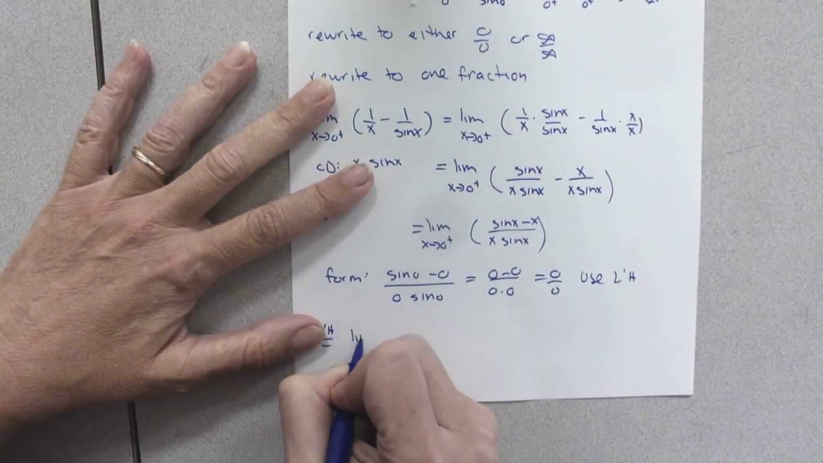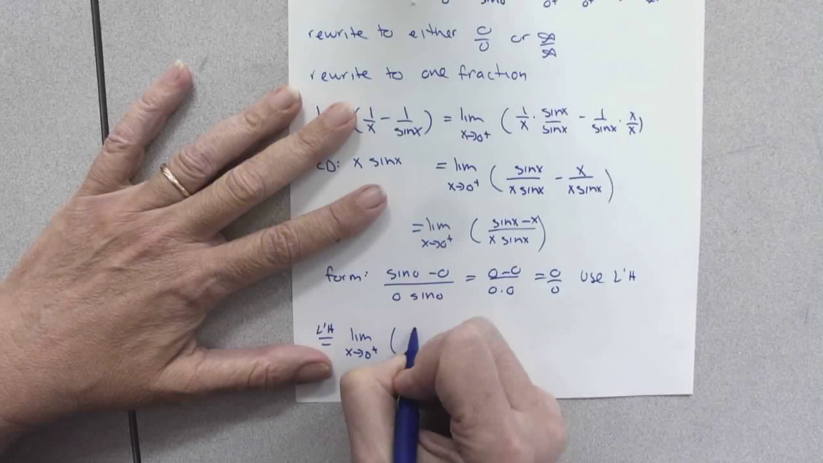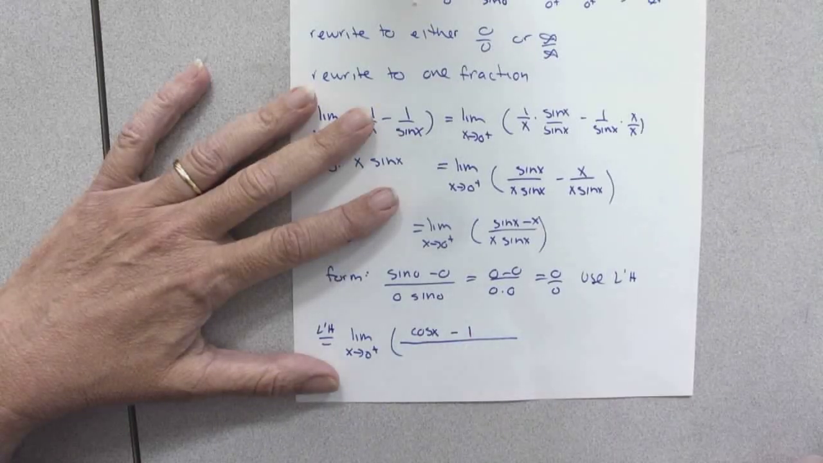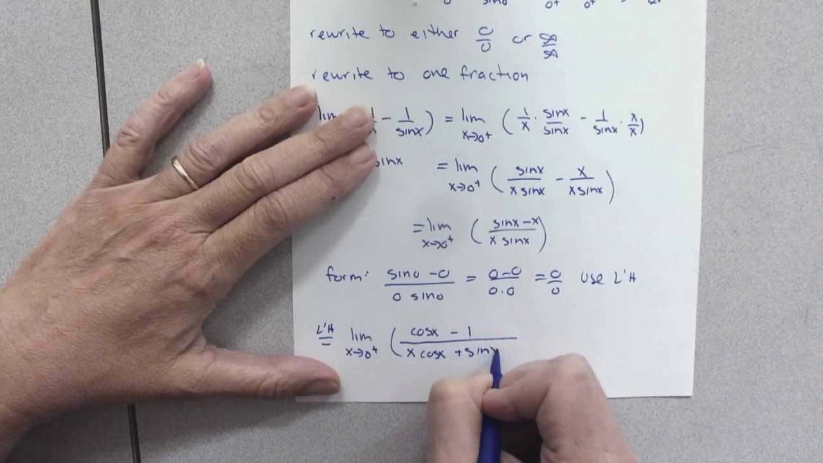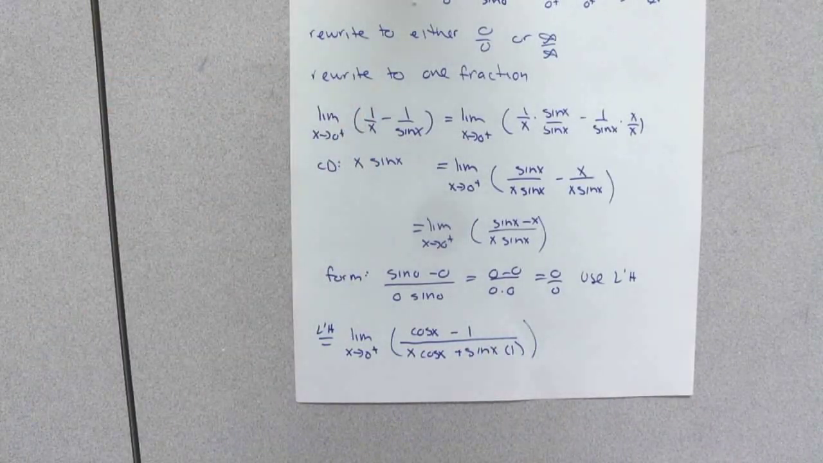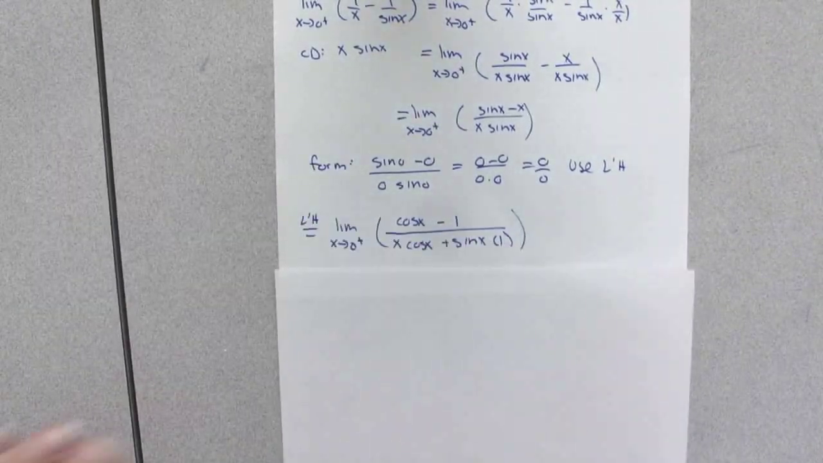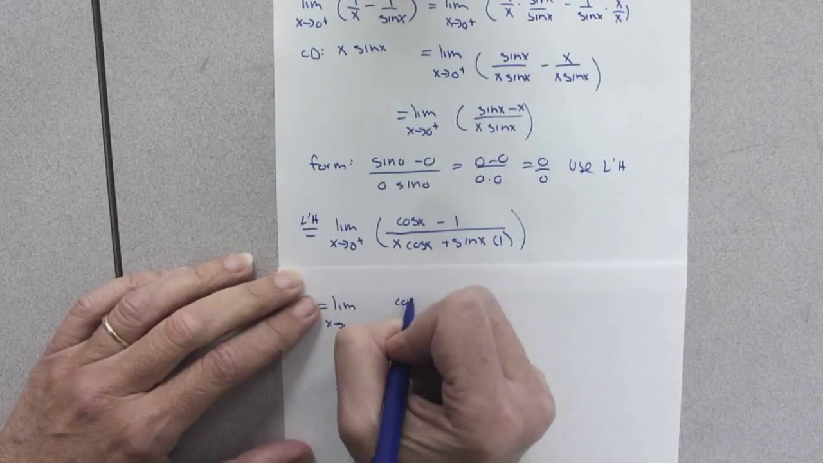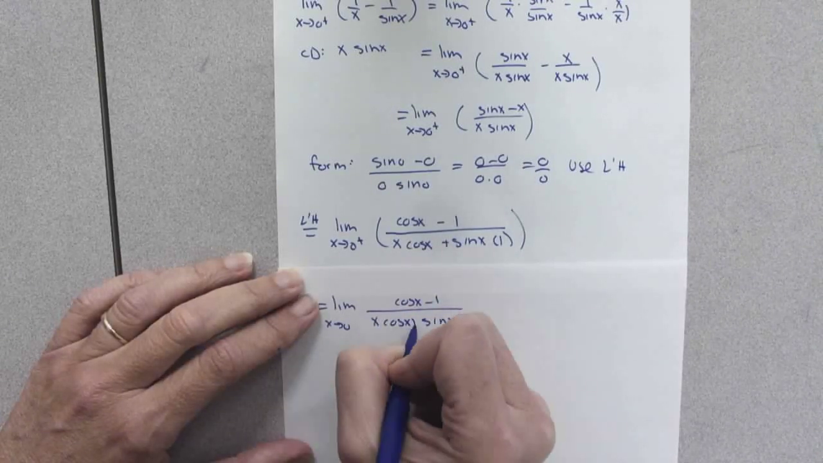So doing that, that's going to be the limit as x goes to 0 from the right. Derivative of sine is cosine. Derivative of x is 1. Product rule on the bottom: play first, derivative of the second, plus play second, derivative of the first. Just going to clean that up a little bit. So we've got cosine x minus 1 over x cosine x plus sine x.